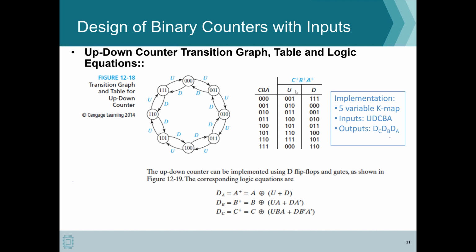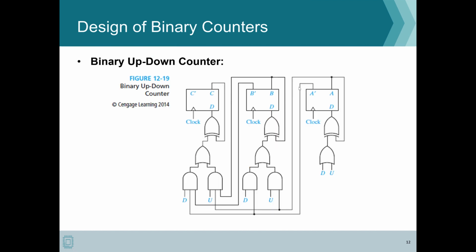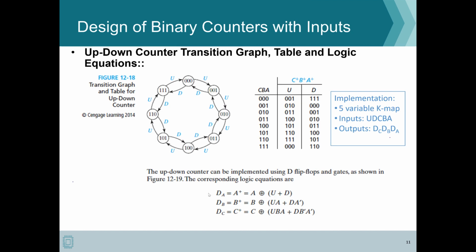Whenever the value of u is equal to 1, the counter counts upwards, from 0 to 1, 2, and so on. And whenever the value of d is equal to 1, which is for down, the counter goes in the reverse direction. So from 0, 0, 0, it goes to 1, 1, 1, and then goes around. Therefore, we need an input that tells you whether you want to count up or count down.